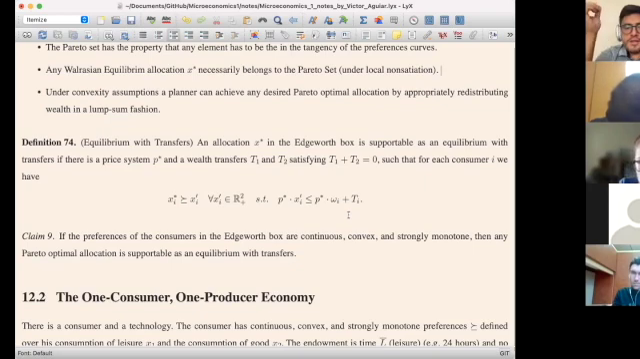Now, claim number 9: if the preferences of the consumers in the Edgeworth box are continuous, convex, and strongly monotone, hence a special case of local nonsatiation, then any Pareto optimal allocation is supportable as an equilibrium with transfer. This is an interesting fact that we're going to just observe here because it's trivial, but then we're going to prove it for general economies: whenever you have convex preferences, you can support any Pareto allocation in the Pareto set with an equilibrium with transfers.